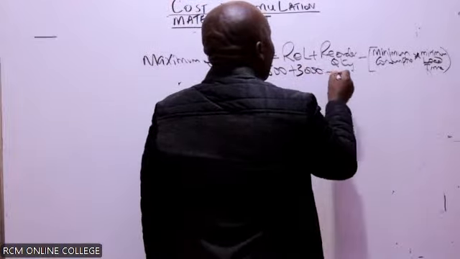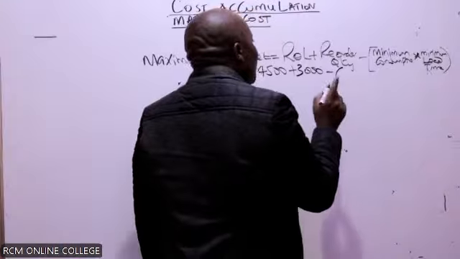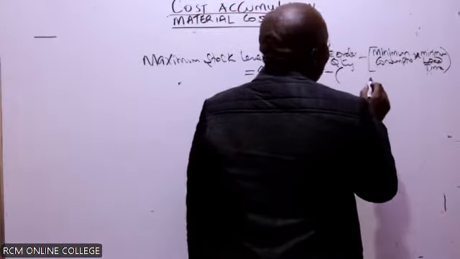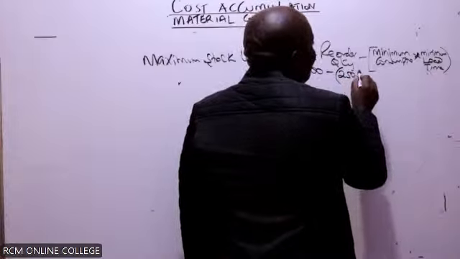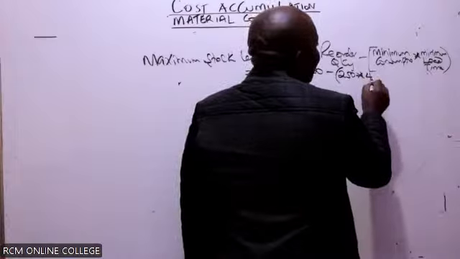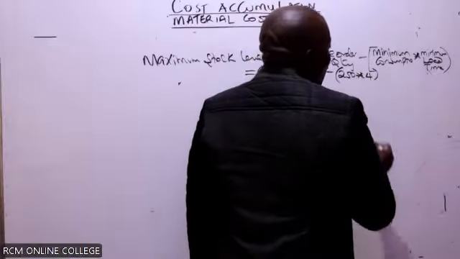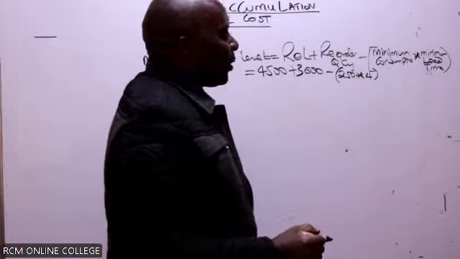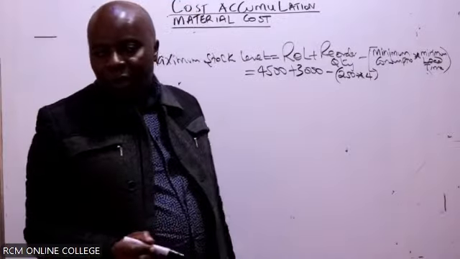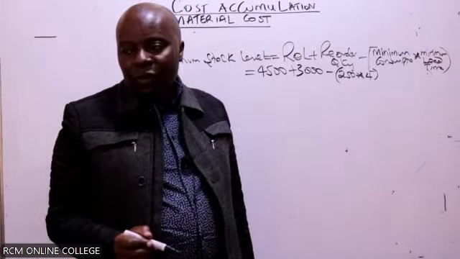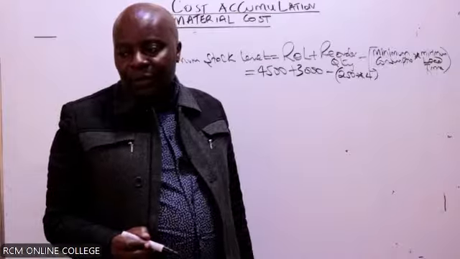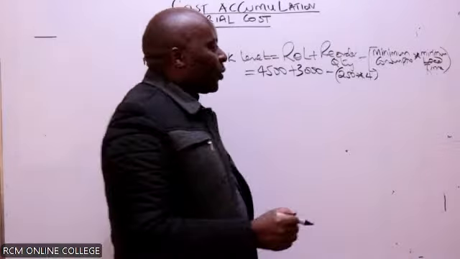And then they say minus the minimum consumption. Minimum consumption, you gave me a figure of 250. How about minimum lead time? Minimum lead time, you gave me a figure of 4. So then are you able to give me the maximum stock level, ladies and gentlemen? So somebody gives me 6,500.